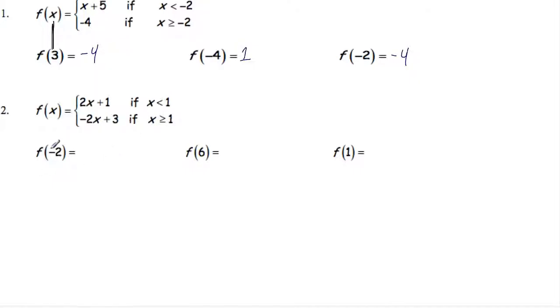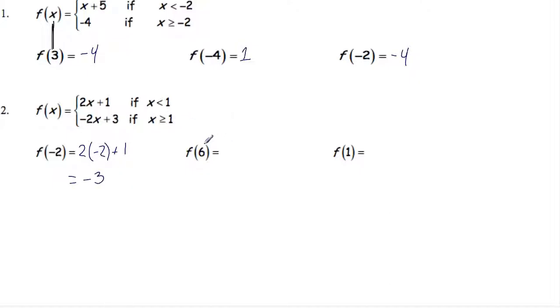Well, x being negative 2, is that less than 1 or greater than or equal to 1? Because it's less than 1, we plug it into the top equation. So we get 2 times negative 2 plus 1. 2 times negative 2 is negative 4, plus 1 is going to give me negative 3.